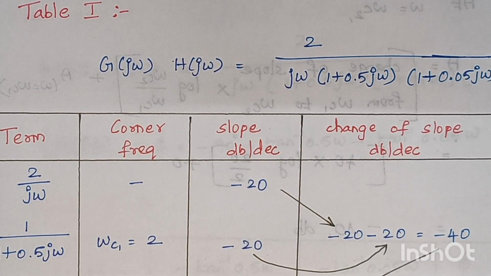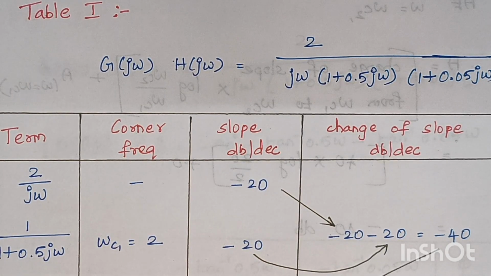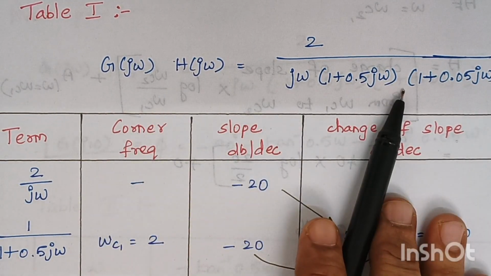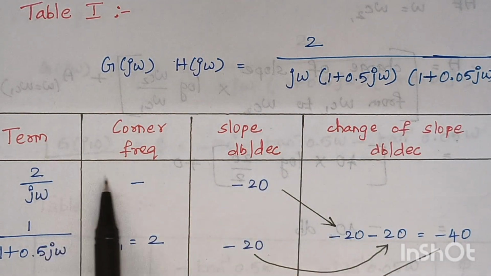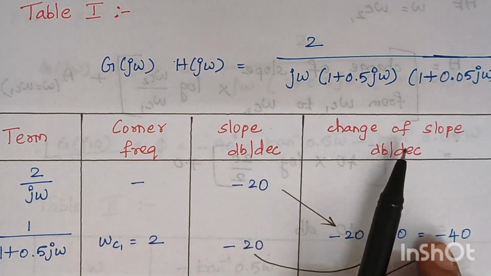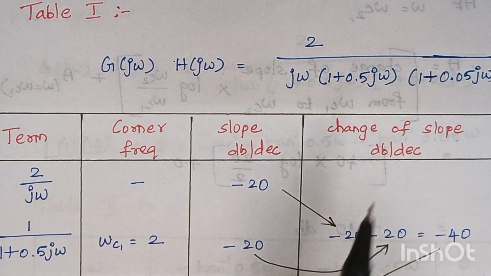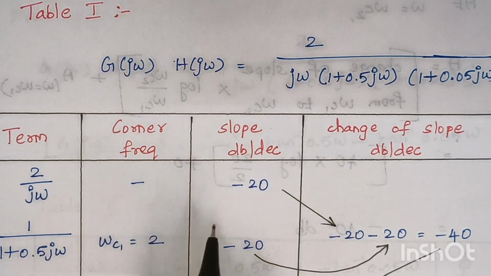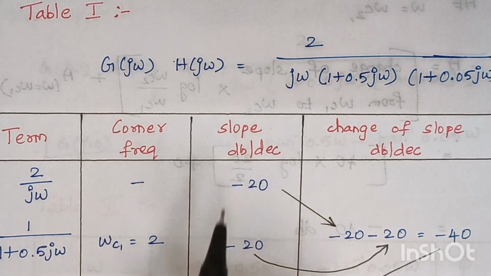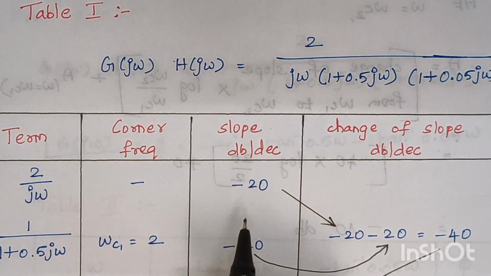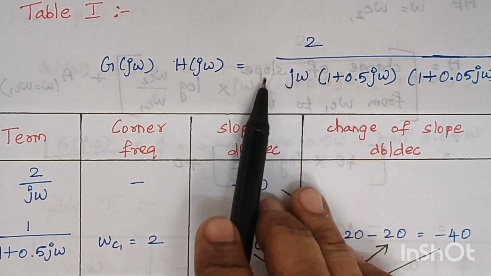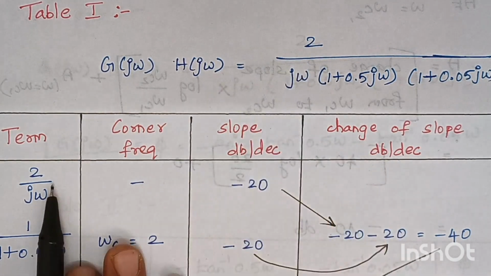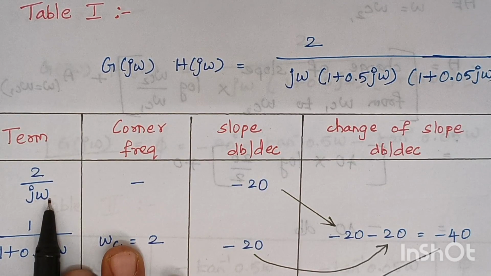The next step is we are going to form our table 1. So this is the given problem, right? Our table consists of 4 columns: term, corner frequency, slope, and change of slope. How to arrange the terms here? The first term should be the constant along with the individual omega. Here we have 2 divided by j omega, so this term should be written first. So here I have written 2 by j omega, right?